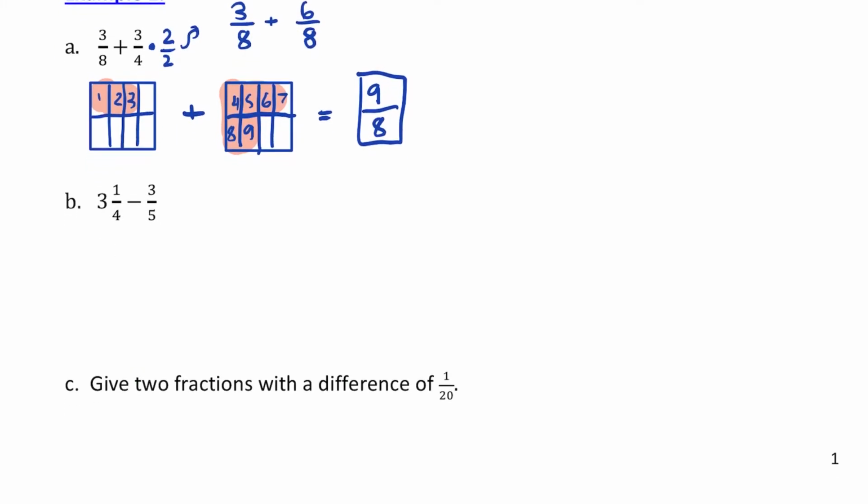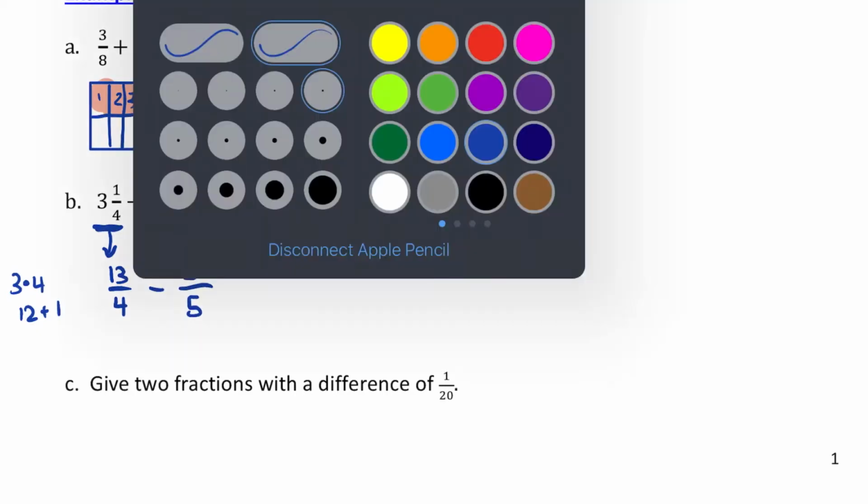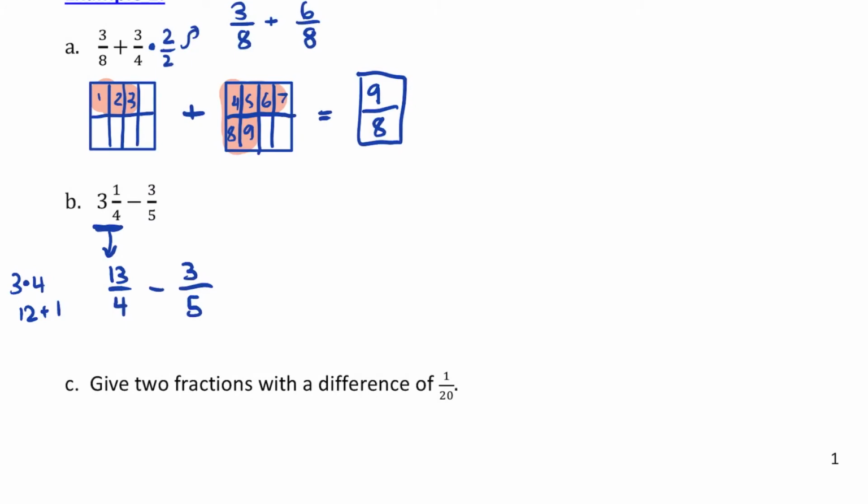If you look at B, I'm going to go ahead and change that 3 1/4 to an improper fraction first. So I'm going to multiply 3 times my denominator of 4 and then add my numerator of 1, which is going to give me 13/4. So I have 13/4 minus 3/5. So I need a common denominator before I can actually subtract these.